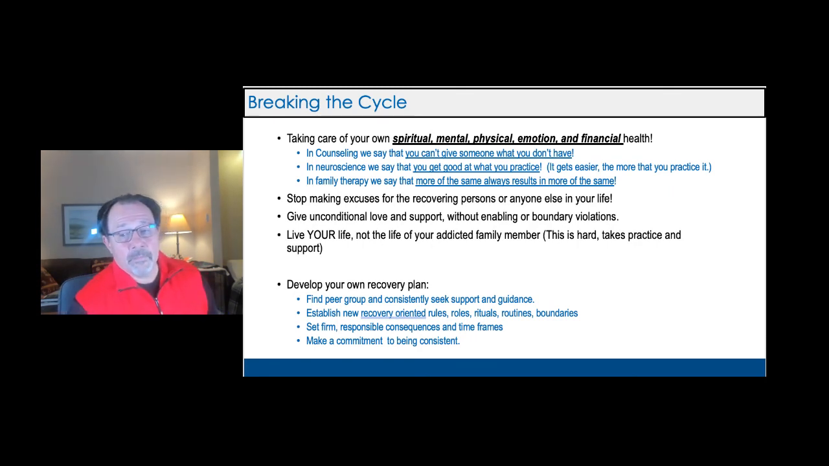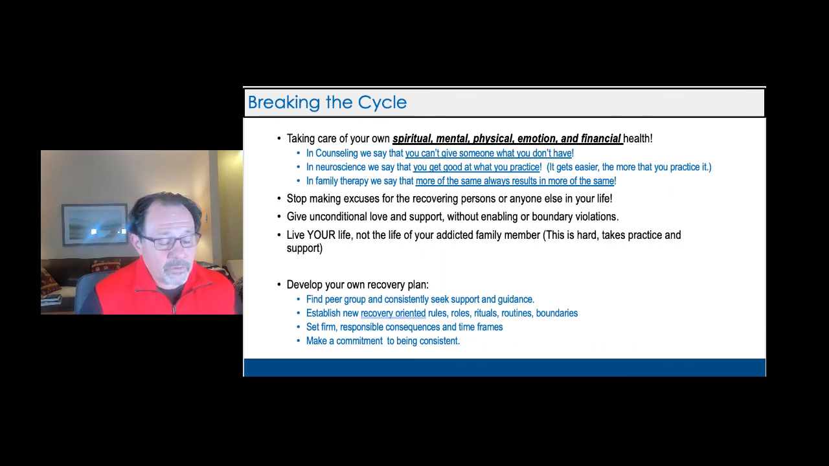And so the last part of today's information is as far as developing a recovery plan. Find your own peer group and consistently seek support and guidance. So on Sunday we talked about resilience, and the issue with resilience was that we need to have social support, which is person to person, and people who can say, yeah, I've done that too, and if I can help, let me know, and we'll kind of work together on that.